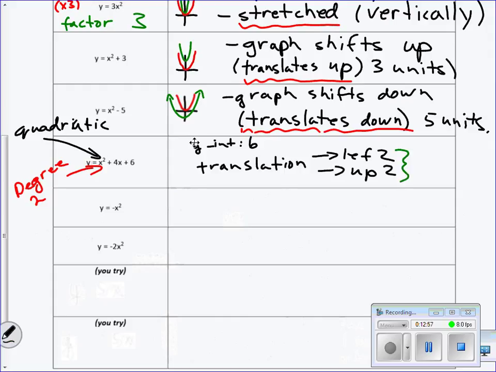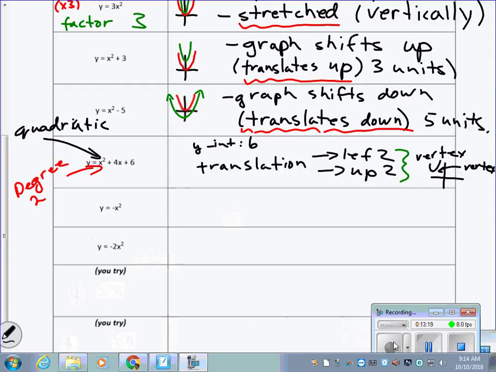And this is where our vertex is. Now, our vertex is literally the point of the graph that is either the lowest or the highest point. So in this case, that bottom part would be our vertex. And our vertex is going to be negative 2, 2.